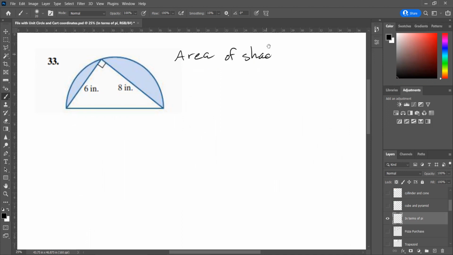To calculate this, maybe I will find the area of this half a circle and subtract the area of the triangle. So the area of the semicircle minus the area of the triangle. Area of a circle itself is pi r squared, but I'm taking half of that because I only have half a circle there. Area of the triangle is 1/2 base times height.